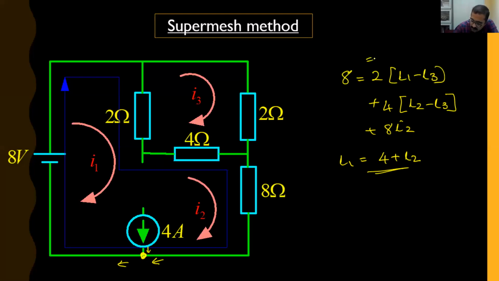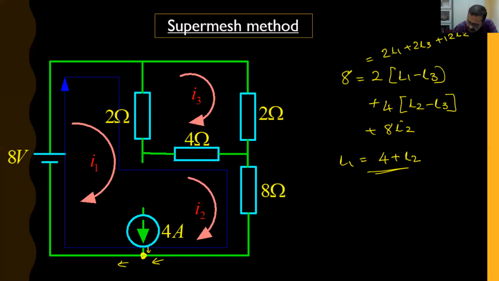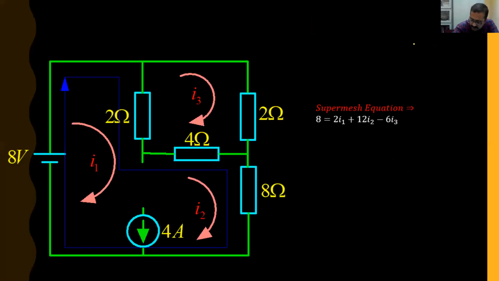8 will be equal to 2I1, so this is minus 2I3, 2I3. Then 4I2 plus 8I2 plus 12I2. Okay, 2I1 minus 6I3. 6I3 is there, yes, it is here also. 2I3, 2 minus 6I3, right? 2I1 minus 6I3 plus 12I2. Correct? And KCL will give this thing.